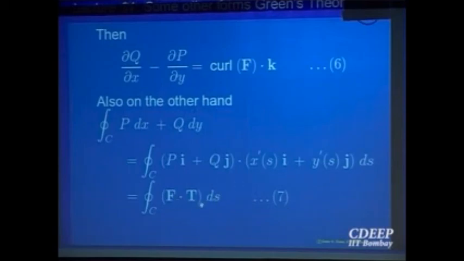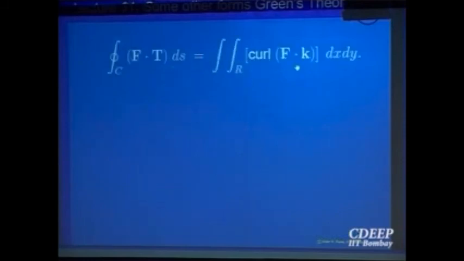And what is F dot T? Physically, F is a force being applied to a curve at a point. How much will the force applied, the tangential component, move it along the curve? So this thing represents the total amount of work done in moving a body along the curve C by applying a force F. And it says this is equal to the double integral of curl F dot K.